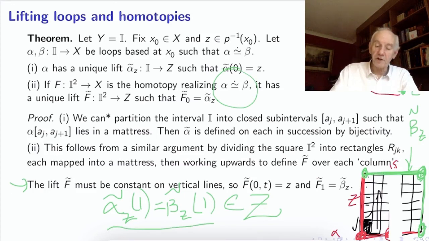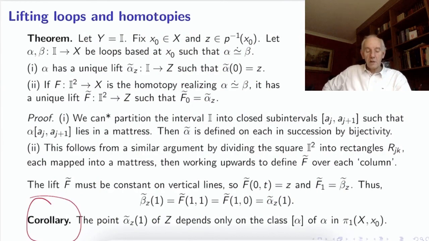So the conclusion here is this very important corollary, which asserts that if you lift a loop in X to the covering space, then its endpoint only depends upon the class of the loop alpha in the fundamental group of X. Okay. That is the key conclusion I wanted to arrive at in this first segment.